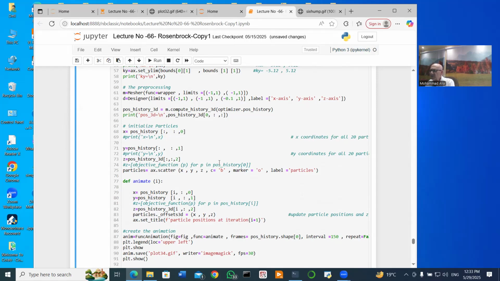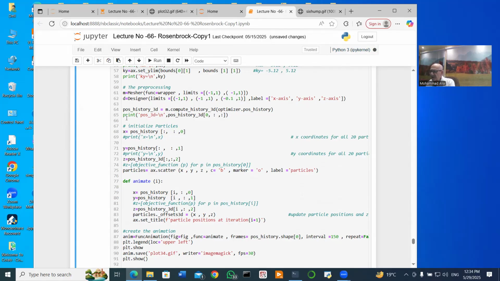Now, what we are going to do, we are going to see the position history. We have to call the position history from the optimizer here, dot position history, which means we are calling the position history from the optimizer. And now, this position history is introduced to the function compute history 3D, which exists in Pyswarms in order to create an array of 3 columns, the X, Y, and Z. It is called position history 3D.